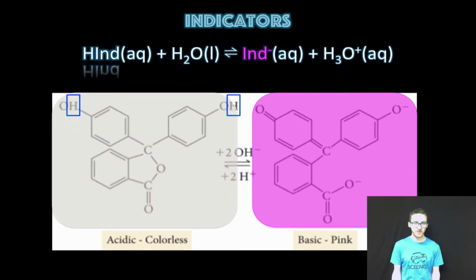So the first part of this video, you have to define what an indicator is. It's just a weak acid, but it's special because the 2 different forms, the weak acid and conjugate base form, are 2 different colors. That's what an indicator is.